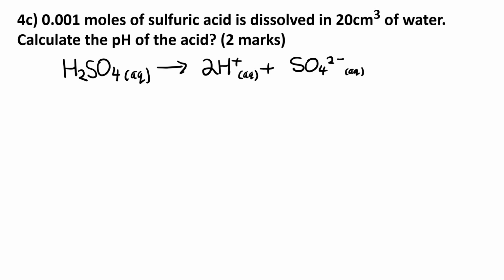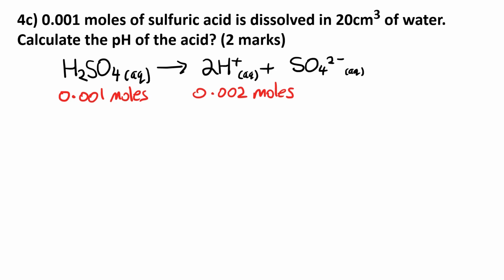Okay, last question. 0.001 moles of sulfuric acid is dissolved in 20 centimeters cubed of water. Calculate the pH of the acid. Well, we need to realize this time that each molecule of sulfuric acid breaks down to release 2 hydrogen ions. So if we've got 0.001 moles of the acid, it will produce 0.002 moles of hydrogen ions.